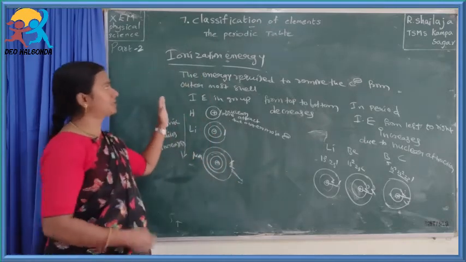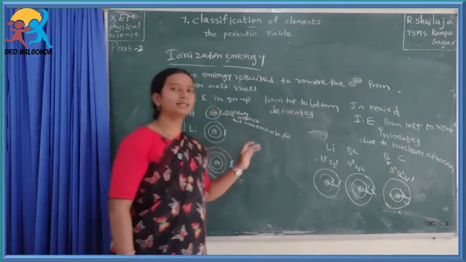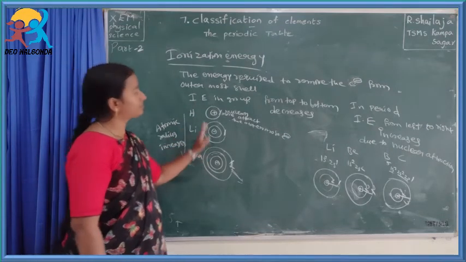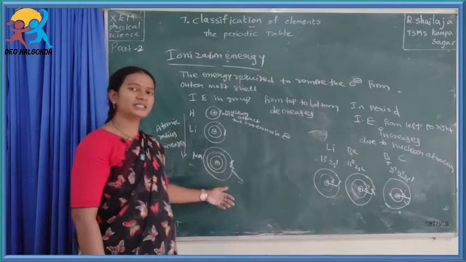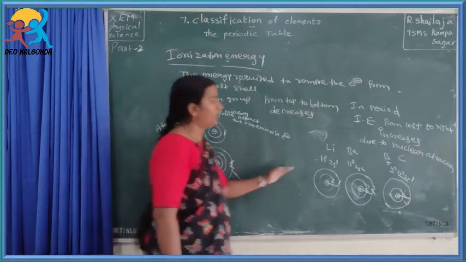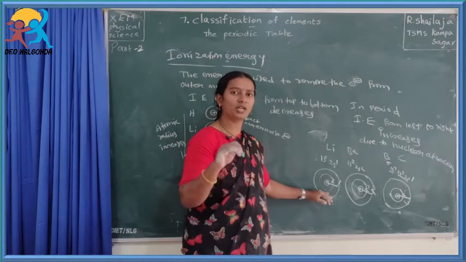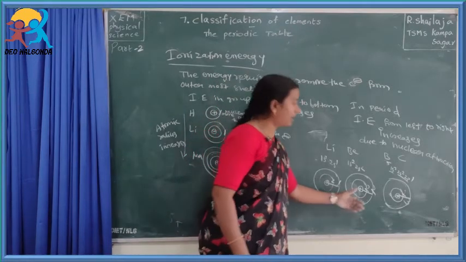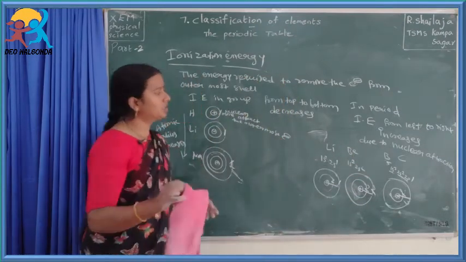So ionization energy in a group decreases from top to bottom, and in a period increases from left to right. Why does it decrease in the group? From top to bottom the shells increase, the distance increases, and the attracting power decreases. So the electron is easily removed from the outermost shell, and less energy is required. Here, in the same gap, there are more protons in the nucleus and more electrons in the outermost shell. Attracting power increases, which means more energy is required to remove the electron from the outermost shell.